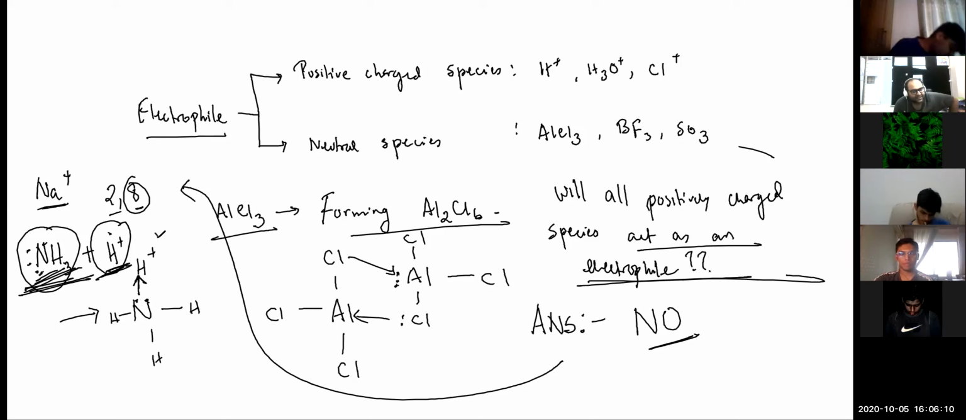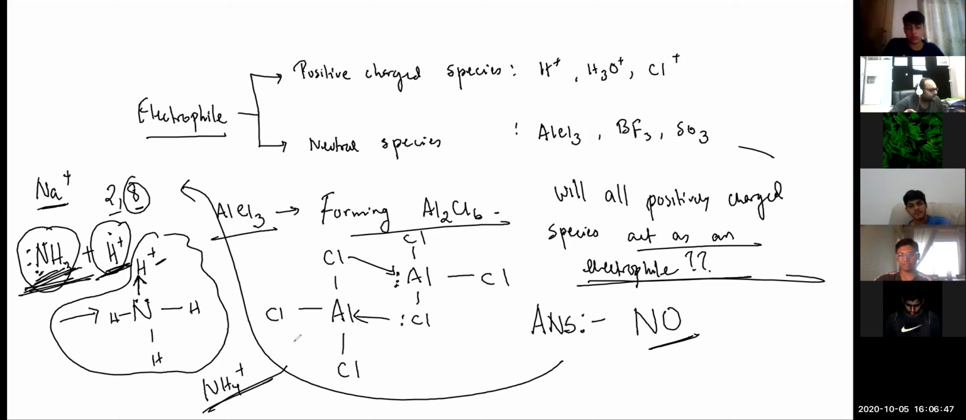Now, since we have an ammonium ion, which is NH4 plus, can the ammonium ion act as an electrophile? Can NH4 plus act as an electrophile? No. Your answer is right. It will not act as an electrophile because it does not need any more electrons.